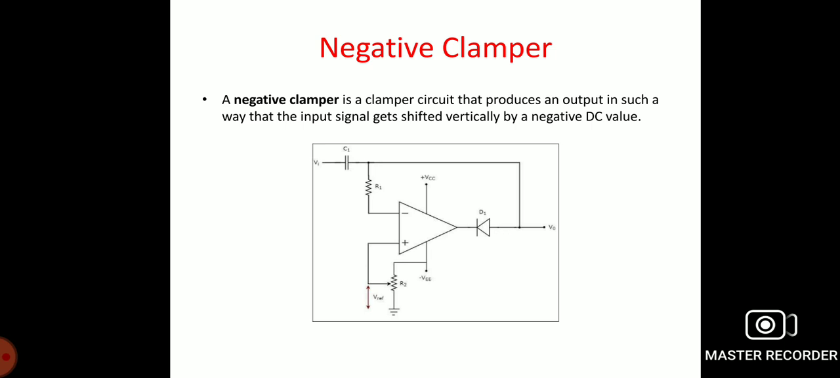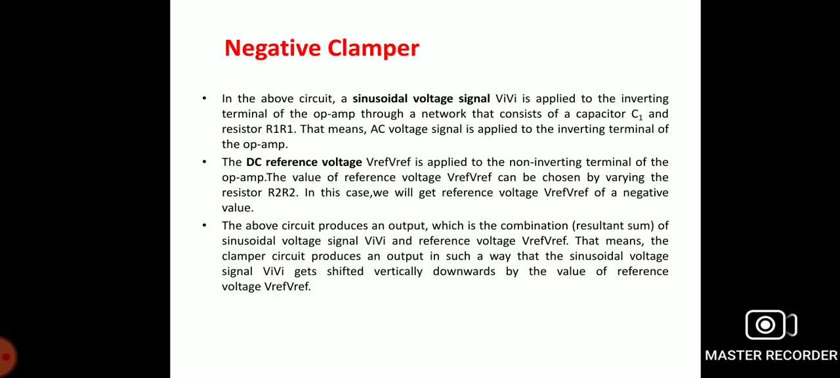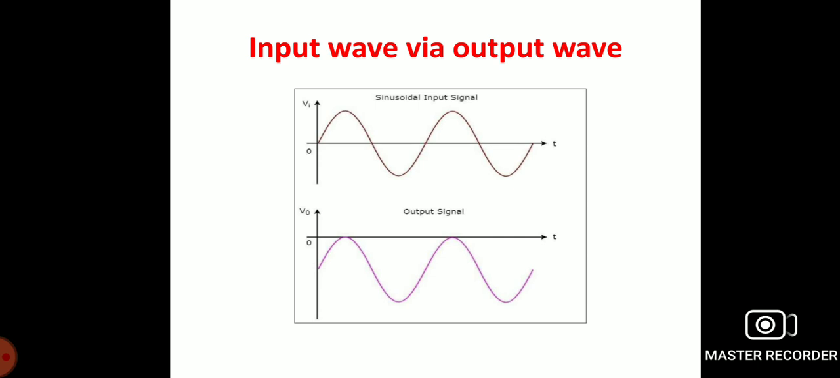So the circuit produces an output which is a combination of the sinusoidal input voltage signal and the reference voltage signal. That means the clamper circuit produces an output in such a way that the sinusoidal voltage signal gets shifted vertically downwards by the value of the reference voltage. So we can see the input and output waveform of the negative clamper circuit. The sinusoidal input signal is clamped to the negative portion of the output waveform.